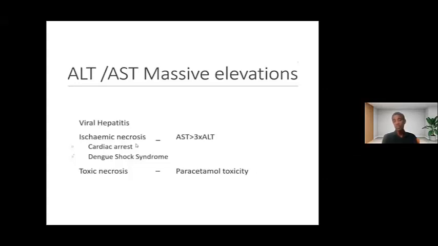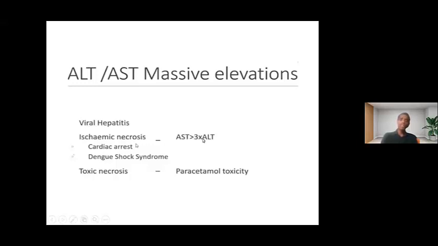Second to viral hepatitis is ischemic necrosis, where you get a patient following cardiac arrest, or these days dengue shock syndrome. And the other thing is paracetamol toxicity, because of the massive cell death. So the striking feature is how to differentiate whether it's ischemic necrosis, toxic necrosis, or viral hepatitis.